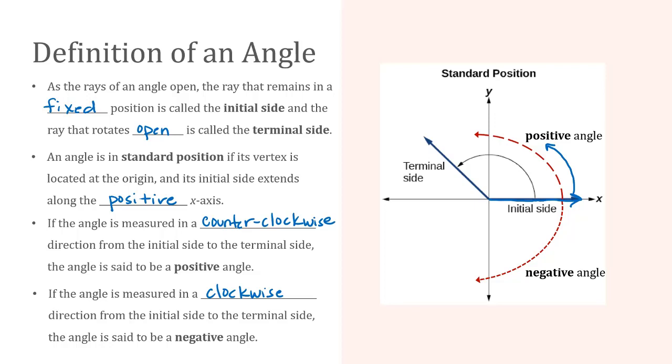So the only difference between a positive and a negative angle is the way they rotate. They're both beginning at the initial side. They both have their vertex at the origin. This is all if it's in standard position. A positive angle starts on that initial side and it opens up counterclockwise. And the negative angle also starts at the initial side with its vertex at the origin, but this one opens down and is in a clockwise position, same way that a clock would open up.